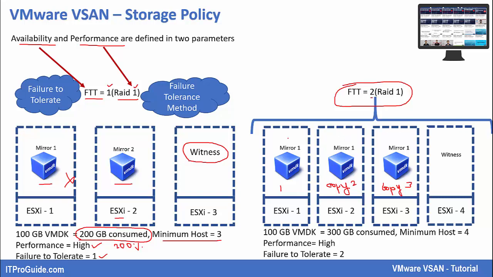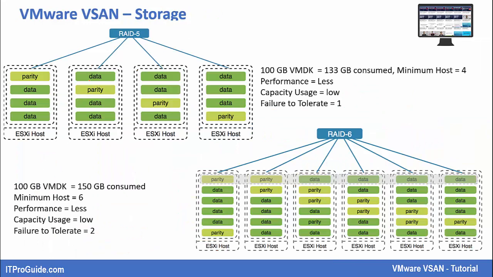To meet that, we need one more copy of the VMDK. So for a configuration like failure to tolerate equal to 2 and failure tolerance method RAID 1, there will be 3 copies of the VMDK, one on each host, and one witness is also generated on a 4th host. So the minimum number of hosts required is 4. Performance will be high, failure to tolerate is equal to 2, and the capacity consumed is 300% of the total capacity of the VMDK.